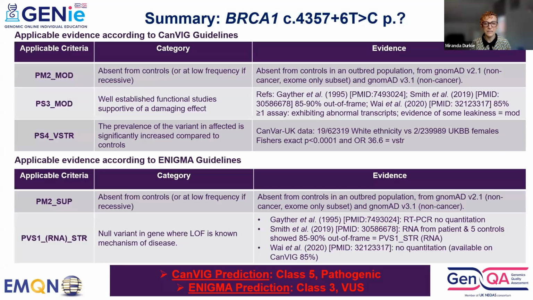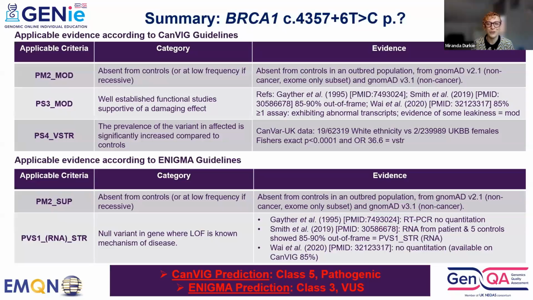And then this slide reviews all the evidence, and we have classified this variant according to both CanVIG guidelines and ENIGMA guidelines. So I'll start with the CanVIG guidelines. Because this variant is absent from controls, and at this stage when we were doing the classification, we had gnomAD version 2.1 and version 3.1, it was absent from both those non-cancer groups.